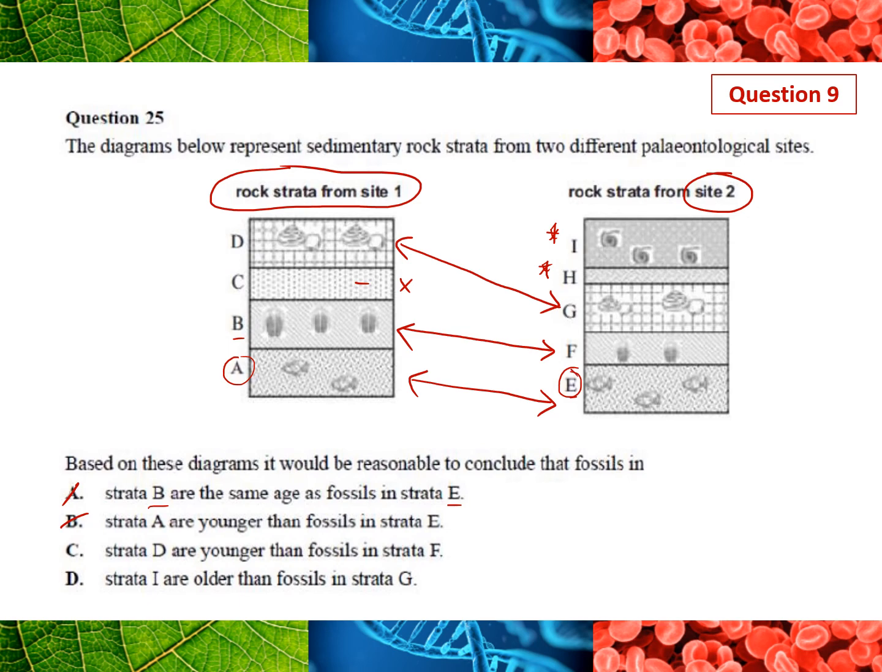Strata D, which is this one up here, are younger than strata F. Okay, so we've said this is the same as G, and F is older than G. So that is correct. This is younger than strata F because it is closer to the surface. But we'll just check D. Strata I over here are older than fossils in strata G. No, no way. These are the youngest ones because they are closer to the surface. Okay, so the correct answer is C.